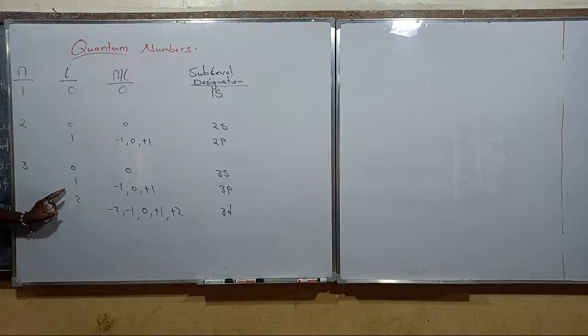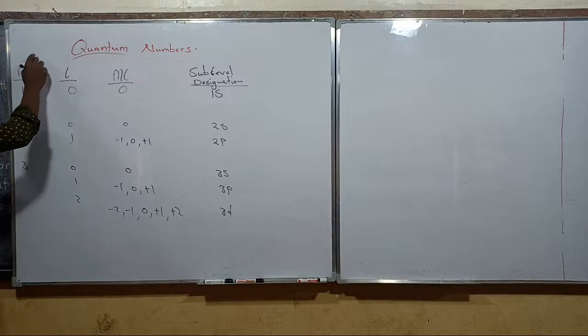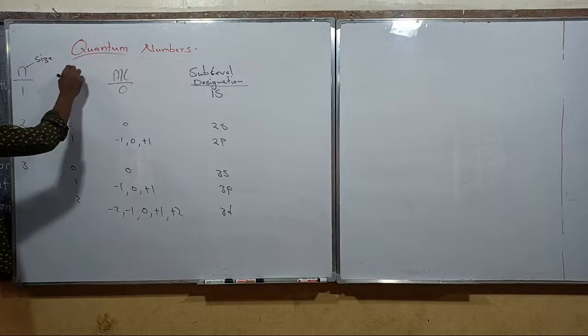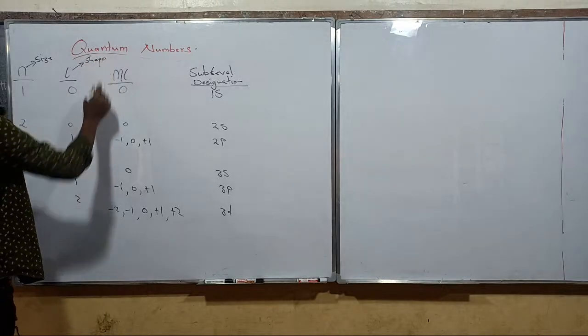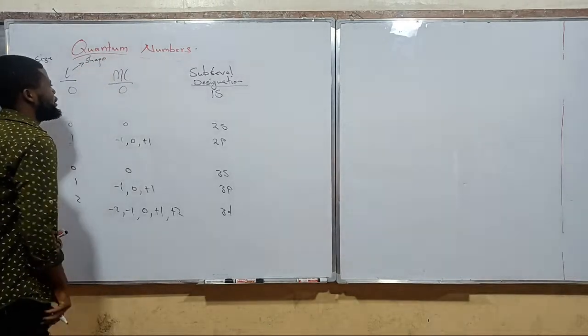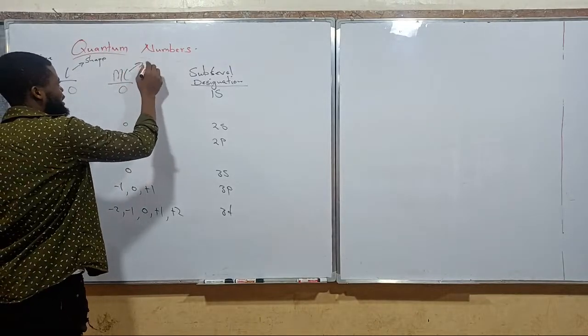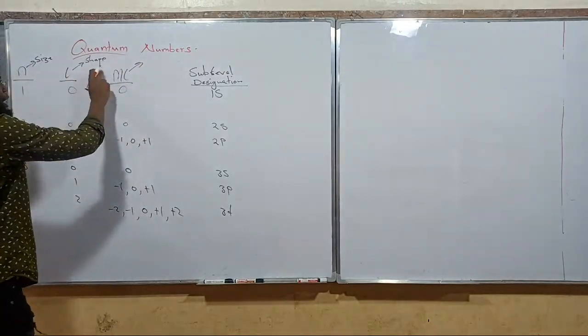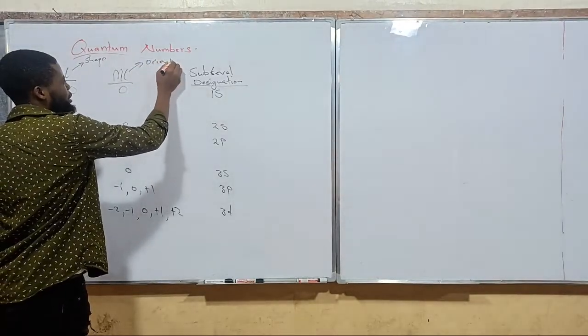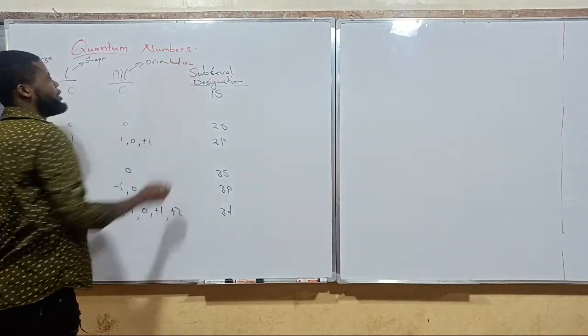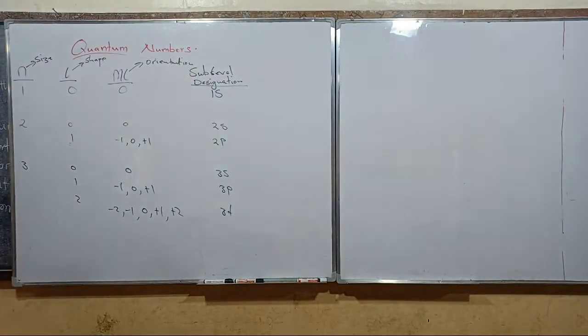So these are the 3 quantum numbers that we've looked at. This one specifies the size. This one specifies the shape. And this other one specifies the orientation. Okay, so those are their respective sub-level designations.